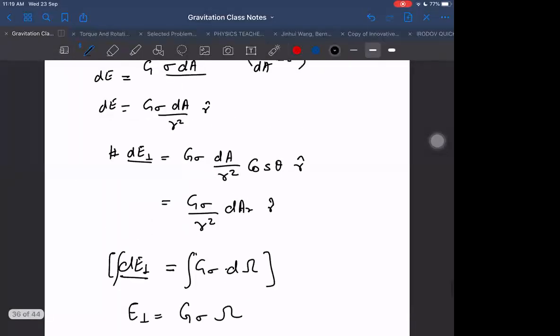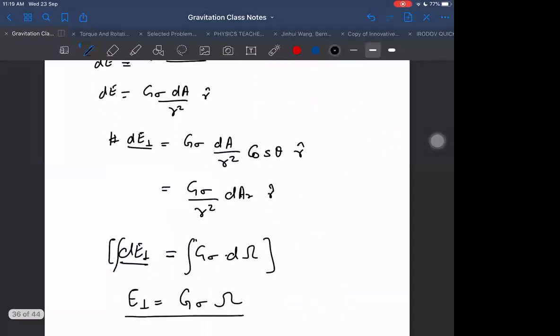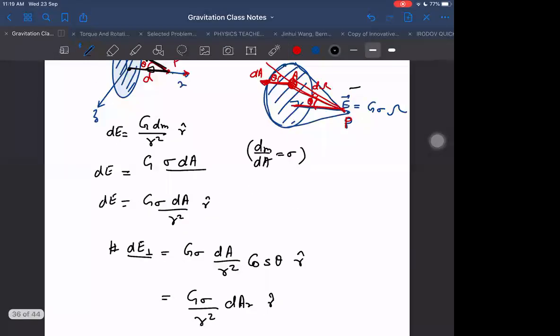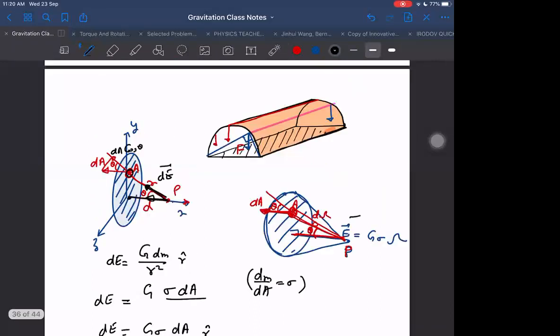G sigma omega. G sigma omega will be there. Right. Now, the main point here. If we come back to this, if I am able to find out what solid angle is subtended by this line, because I want to find out the field at this line. What is the solid angle subtended at this line by the two rectangular sheets?